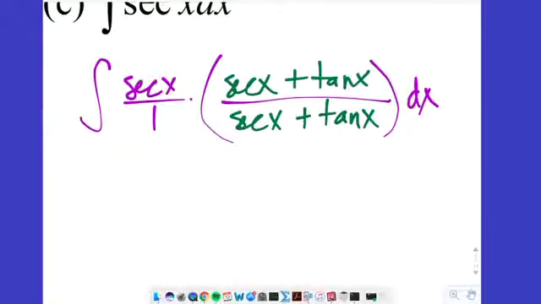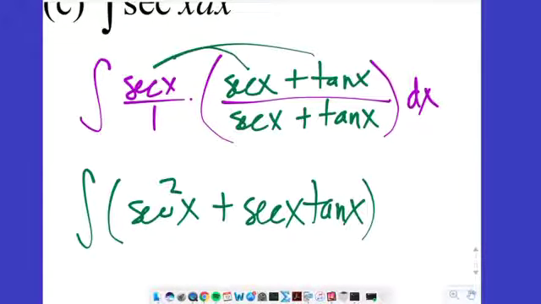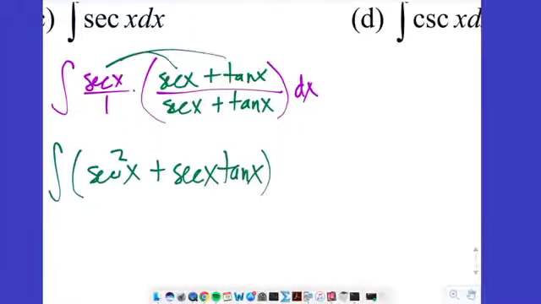So here's what I'm going to do. In the top, I'm just going to distribute, if you allow me to do that. Any objections? Okay, good. So secant times secant, that's secant squared of x. Plus secant times tangent, that's secant x tangent x. So that becomes the numerator. The denominator is just secant plus tangent, bless you. And I'll just bring that to the top, secant x plus tangent x, and say that's all to the negative first power.